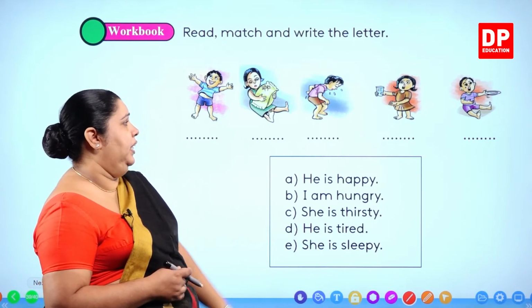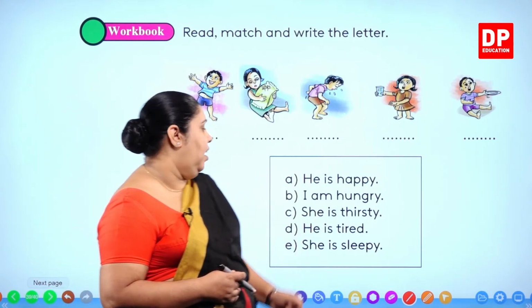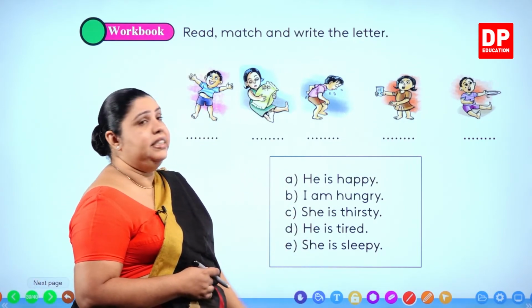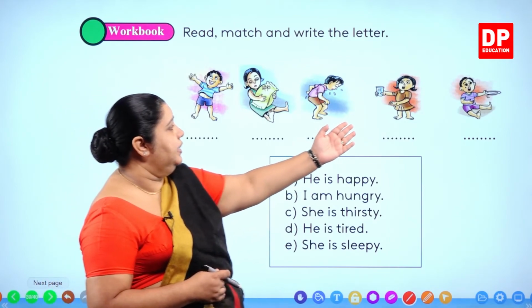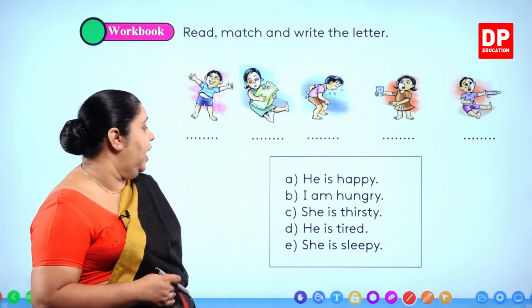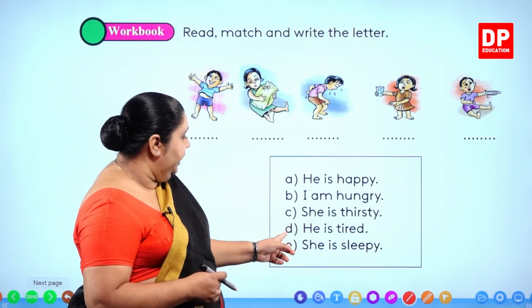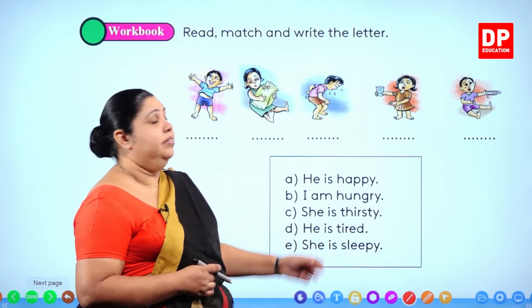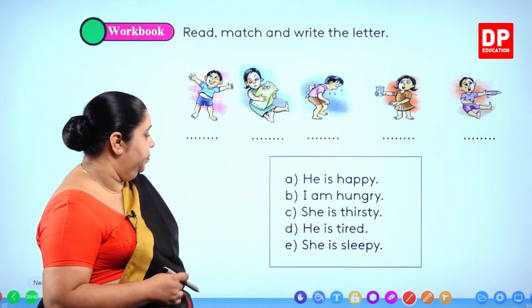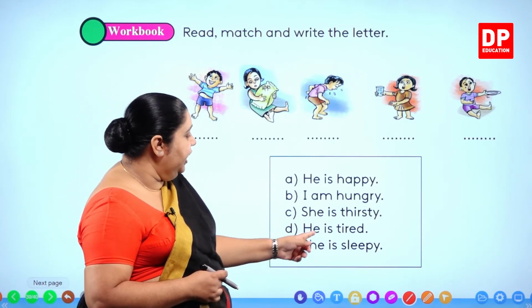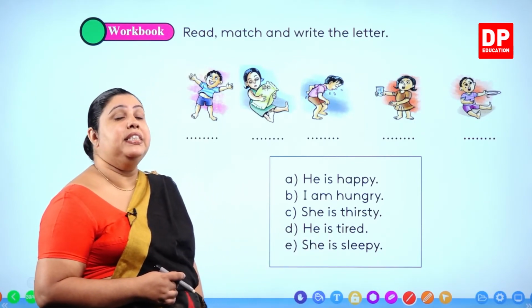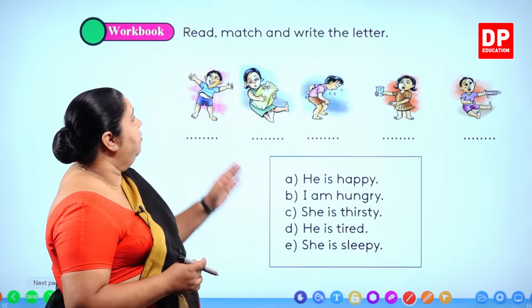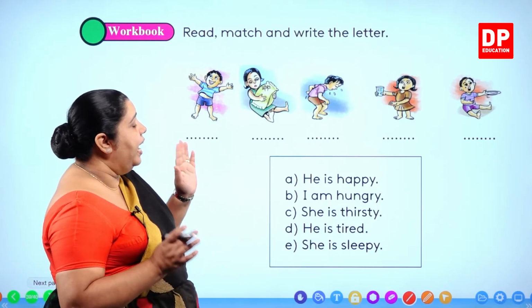Oh, මට බඩගිනි. I am hungry. She is thirsty. මෙන්න තිබහ හැදිච්ච අපේ පුංචි යාළුවා. D, he is tired. He is tired over here. E, she is sleepy. She is sleepy. So now we have to read, match and write.